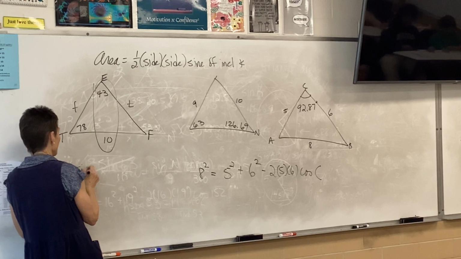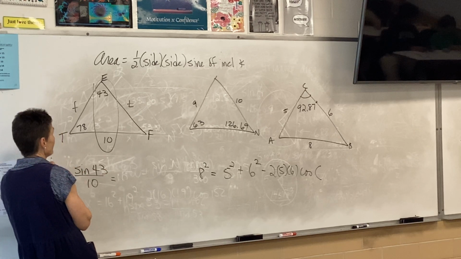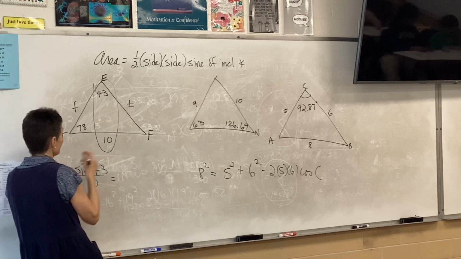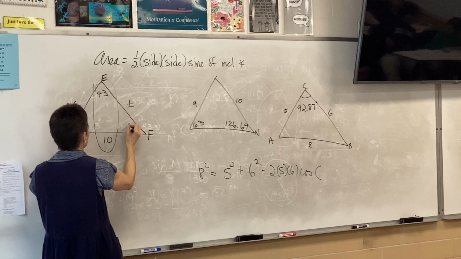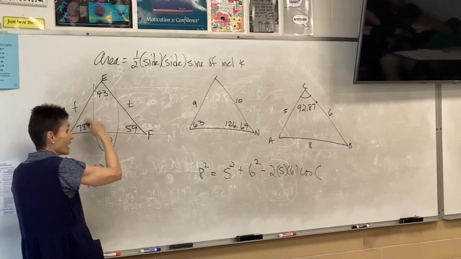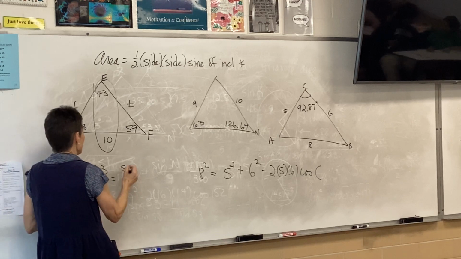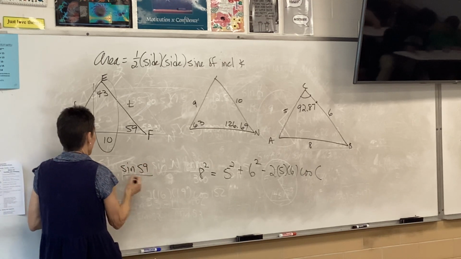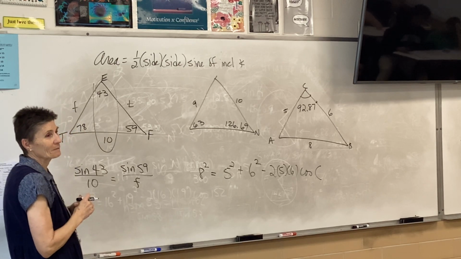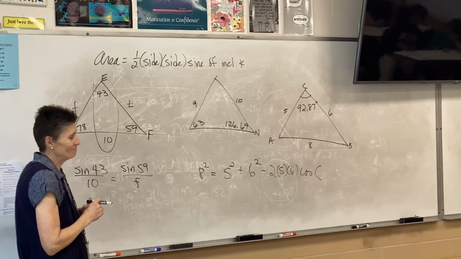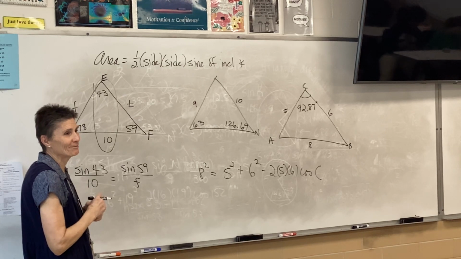So sine 43 over 10 equals, which one do you want to find? F? Well, I need your angle F then. 59. We subtracted from 180 to find that. So sine 59 over F. You need to find F no matter what you do, because you need it to be included if you find the other one. Sammy's passionate about angle F.